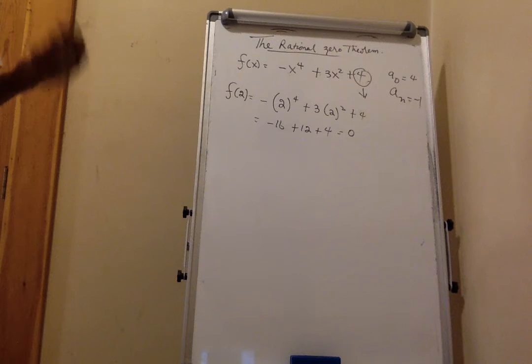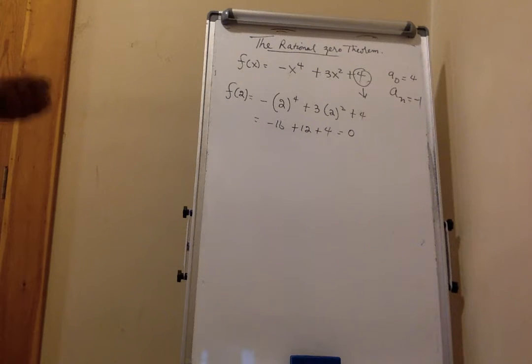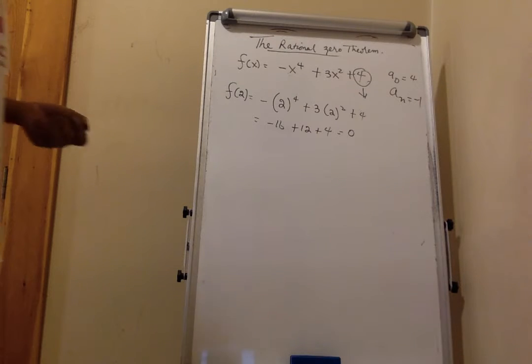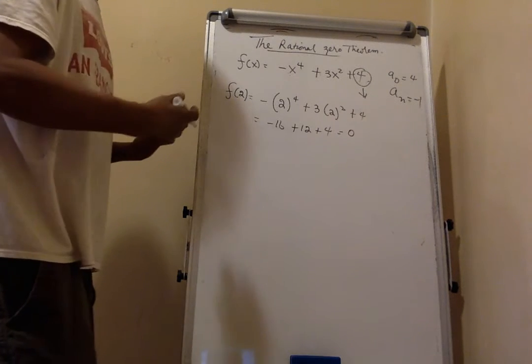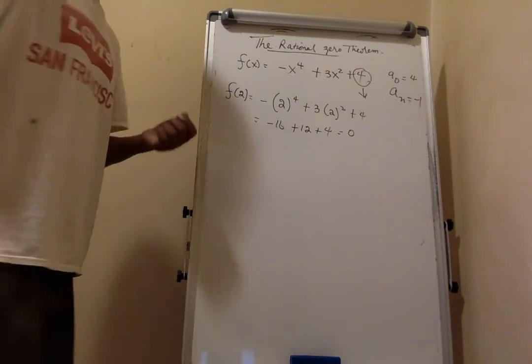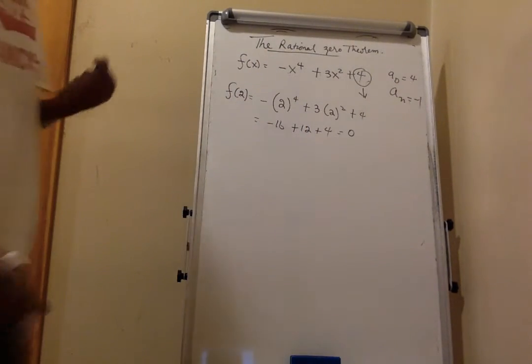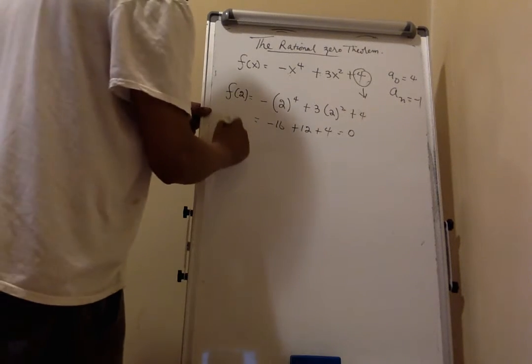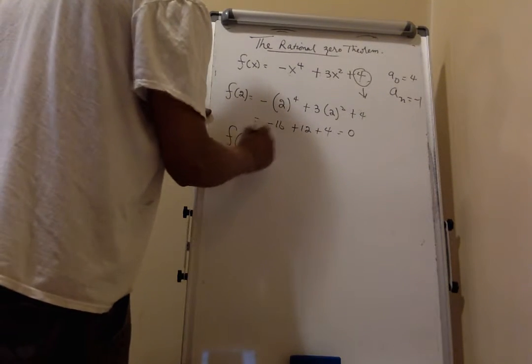So I know 2 is one of the solutions of the polynomial, and probably it could give me a hint. What about, since I'm raising it to the 4th degree and to the 2nd degree, which is an even power, maybe negative 2 could also work. Let me see. F of negative 2.